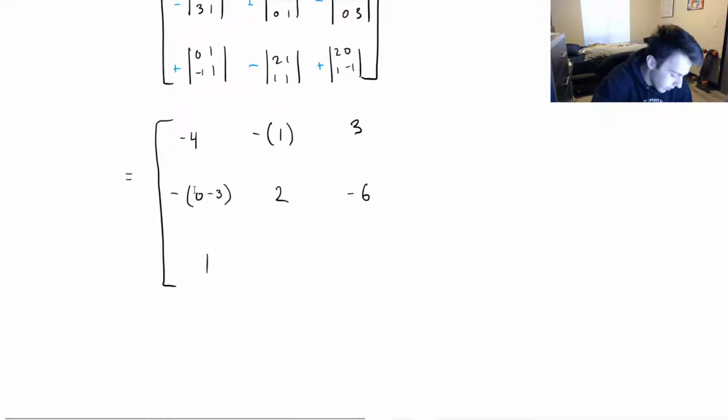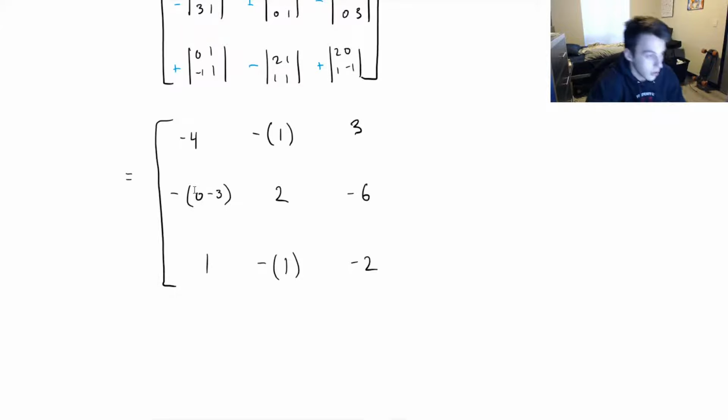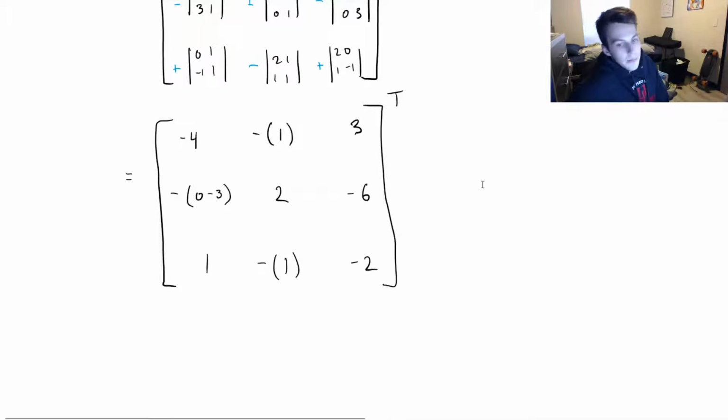And then we have negative. This is 2 minus 1. So that's -1. And then -2 in our bottom right. And remember, this is all transposed. Don't forget about that.